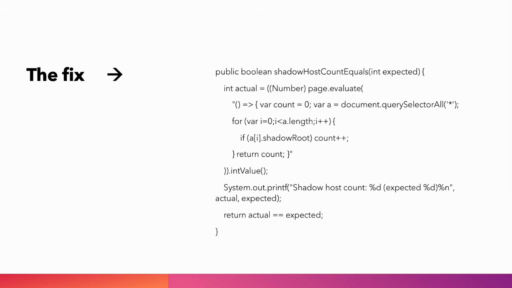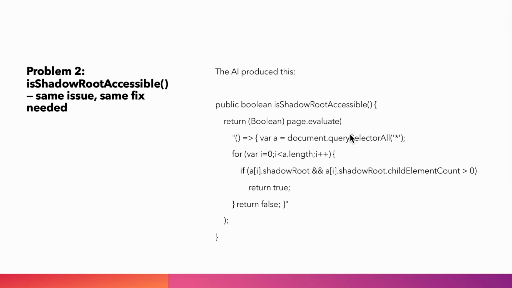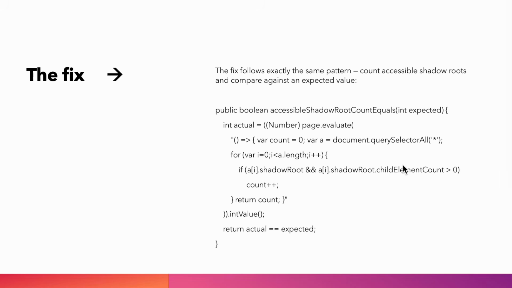Let's look at the second problem here. Now, it's essentially the same issue, same fix needed for this. So this returns the moment it finds 1 accessible shadow root with children. On the Vault page there are actually 3, so this check ignores 2 of them entirely. So it provides false evidence. So the fix follows exactly the same pattern. Count accessible shadow roots and compare against an expected value. This parameterizes the expected count and asserts equality.